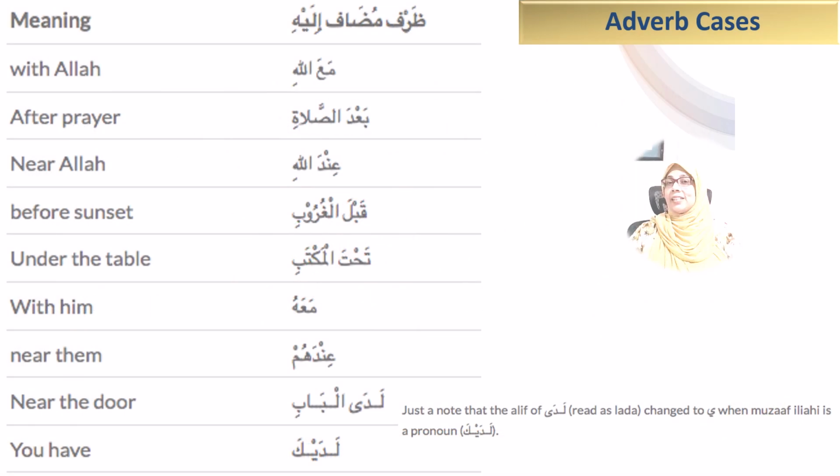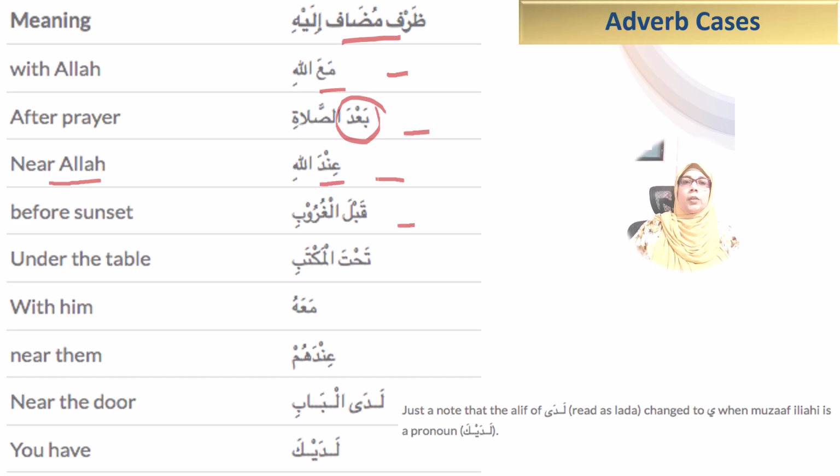So now let's practice a few adverbial phrases from the Quran. And as I said, they are always coming in this mudaf ilayhi construction. So let's take a look here. The first one is ma'allahi, with Allah. So your adverb is ma'a. The next one is ba'da salati, after prayer. So your adverb here is ba'da. The next one, indallahi, near Allah, where inda is your adverb.